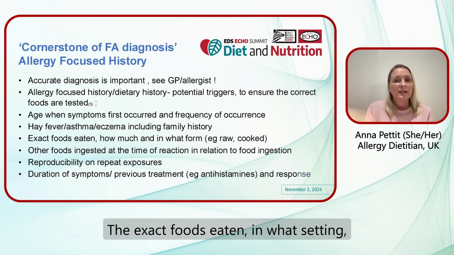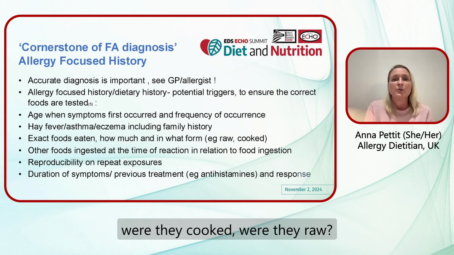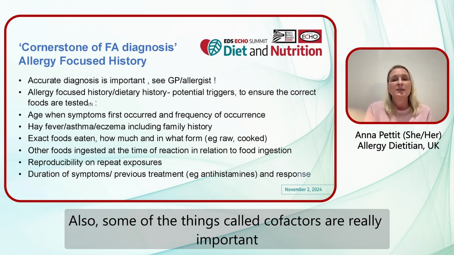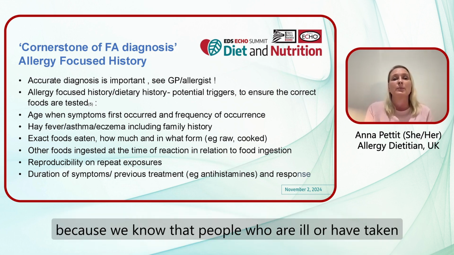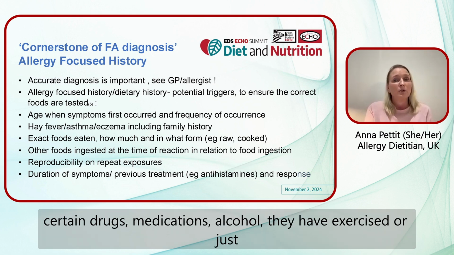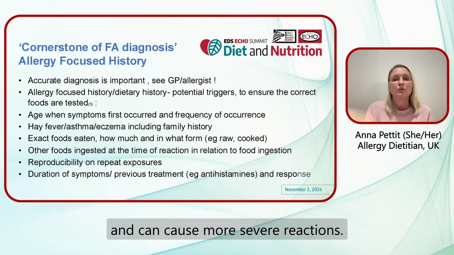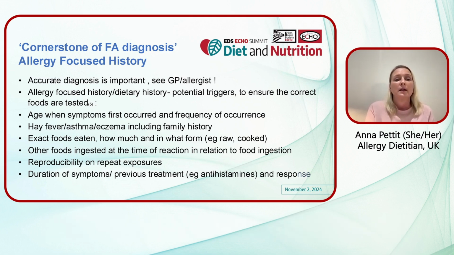The exact foods eaten in what setting, were they cooked, were they raw, was it a composite meal or was it a food on its own? Also, some of the things called cofactors are really important because we know that people who are ill or have taken certain drugs, medications, alcohol, they've exercised, or just maybe stressed, all of this impacts on the immune system and can cause more severe reactions.